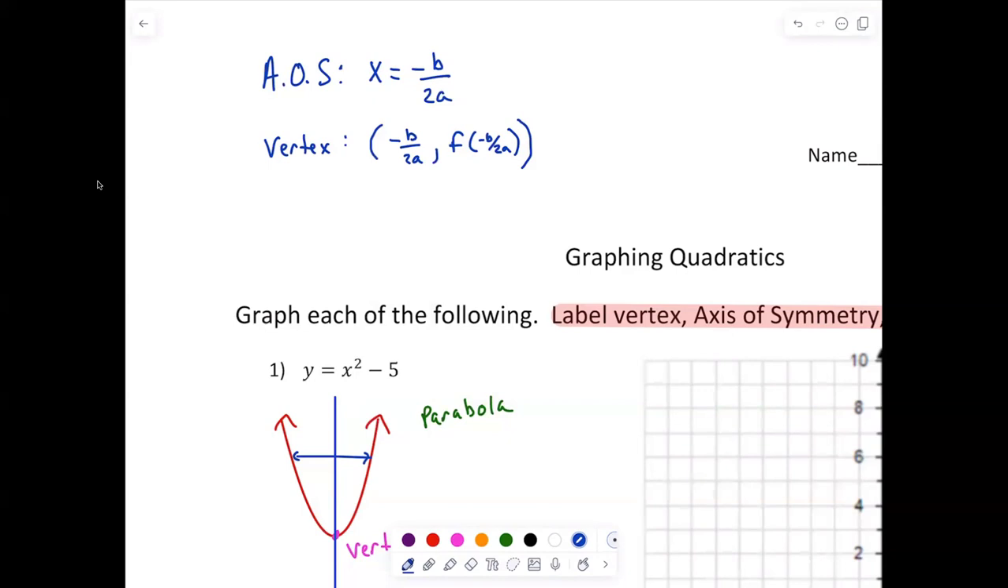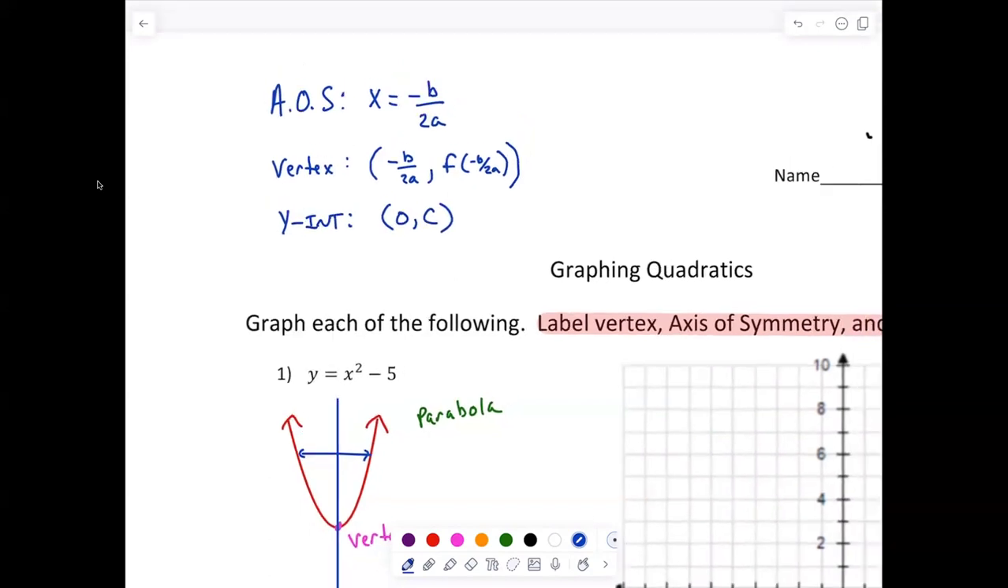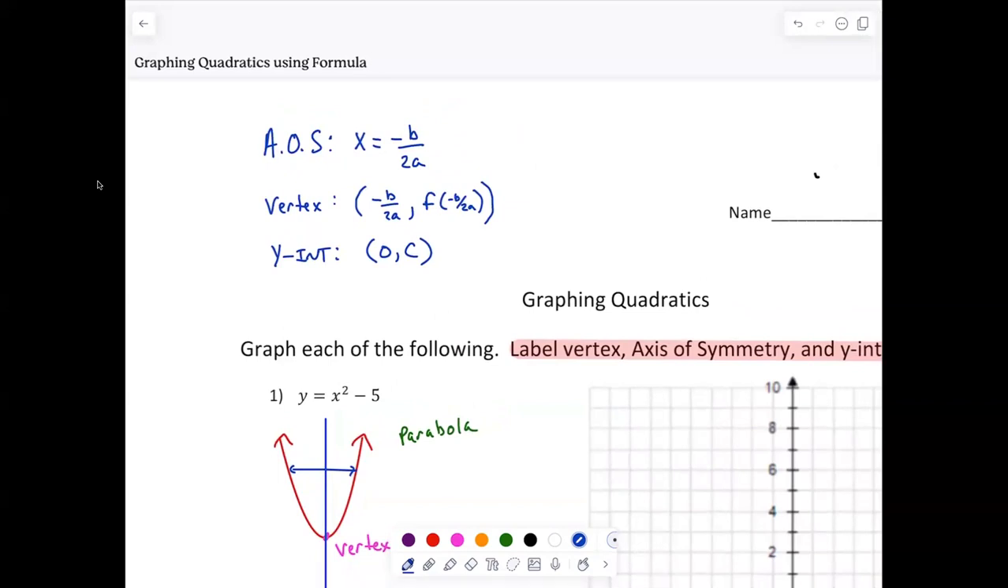And then the other important point is the y-intercept. And the y-intercept is always 0, c. Now, where are all these letters coming from? They're coming from this form, y equals ax squared plus bx plus c. That's the general form. We say this is the general form of the quadratic formula.